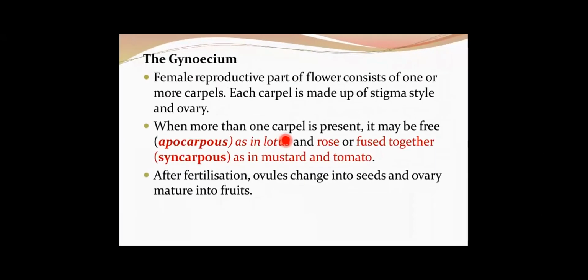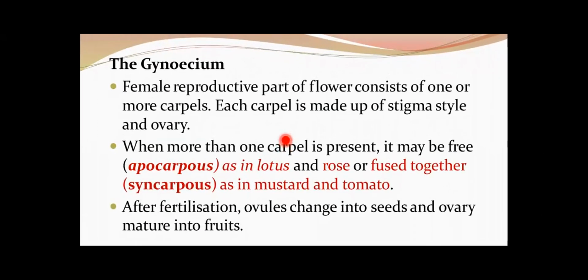Next is the gynoecium. The gynoecium is the female reproductive part of the flower, which consists of one or more carpels. Each carpel is made up of three parts: stigma, style, and ovary. The ovary is the enlarged basal part on which the style is placed. The style connects the ovary to the stigma. The stigma is usually at the tip, and its main function is to receive the pollen grains.